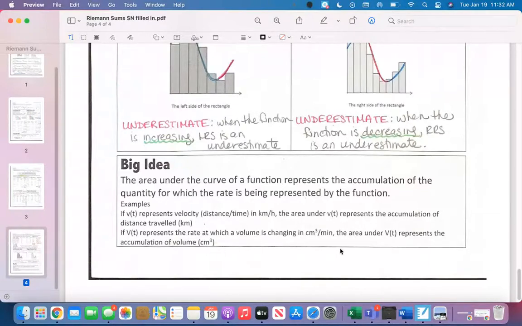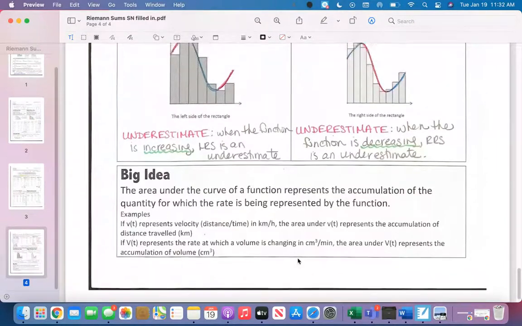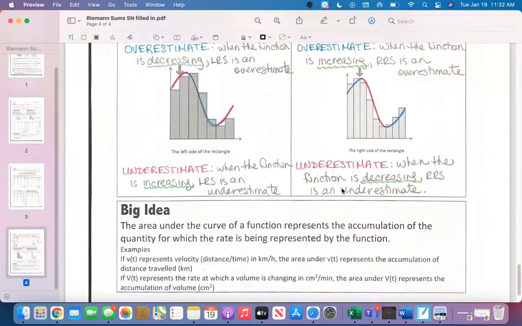So that's a really big idea, because that can help us calculate things that we want to find that are defined by functions that aren't necessarily pretty functions to work with. So the idea that area underneath the curve of a function represents the accumulation of whatever that rate of change is representing is a really big idea that hopefully you will remember as we work through our integration unit.